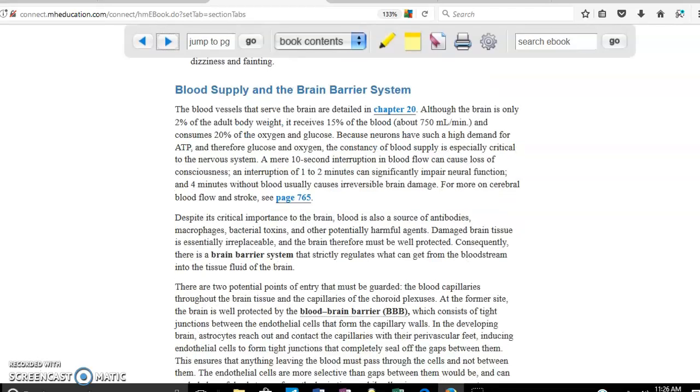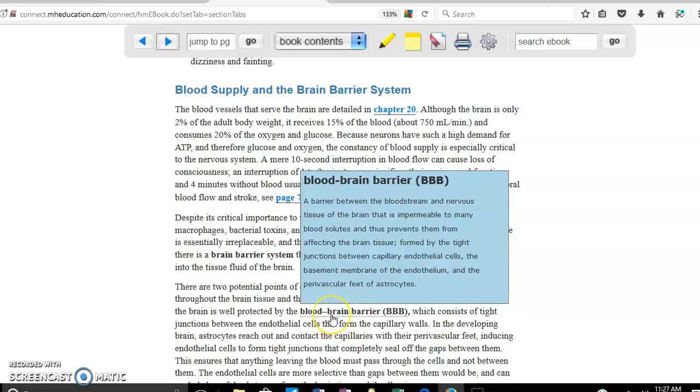Blood supply and blood-brain barrier. The brain depends a lot on blood, right? If you don't get blood to your brain, you will pass out. So it's very important. However, yes, we need all this blood, but this blood may contain nutrients which are necessary. So it's important to provide nutrients to the brain, but it may also contain a lot of waste, right? It will contain bacteria, microorganisms that we don't want in our brain. So therefore, there's something called the blood-brain barrier, as you can see right here.